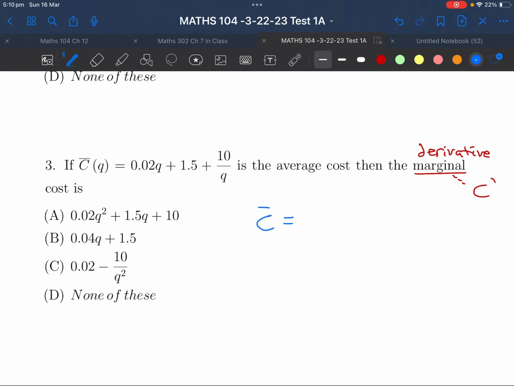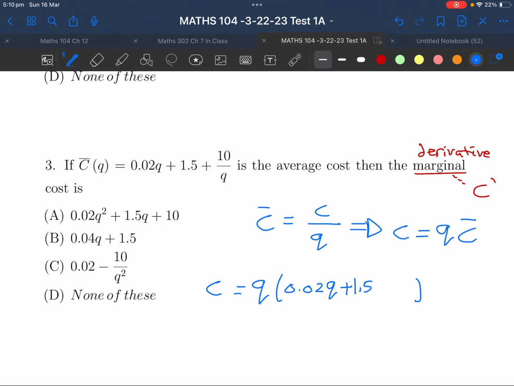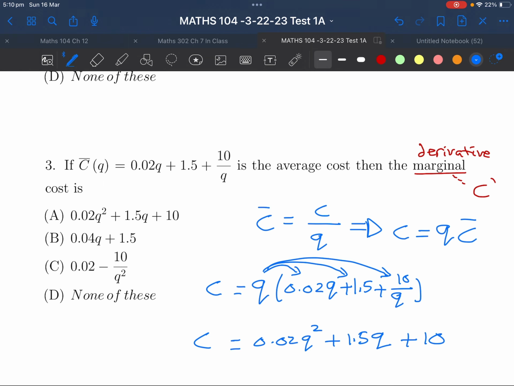If you remember, C bar is just equal to C divided by Q, which means if we take Q to the other side, C equals Q times C bar. Now what is C bar? C bar is 0.02Q plus 1.5 plus 10 over Q. If we distribute Q, we get 0.02Q squared plus 1.5Q plus 10. That is C.